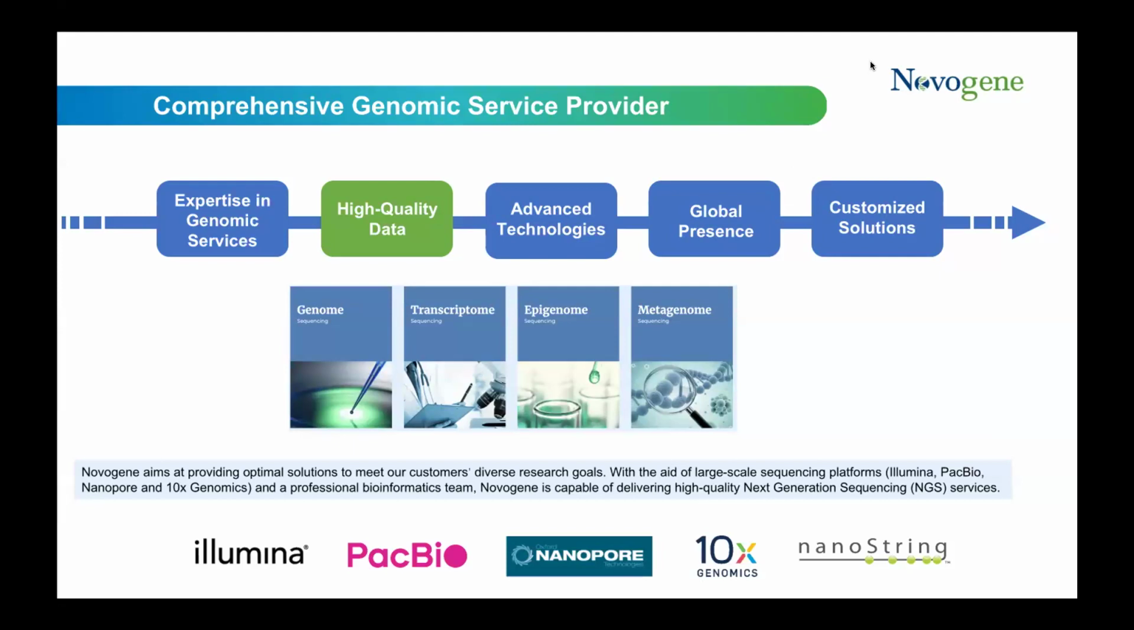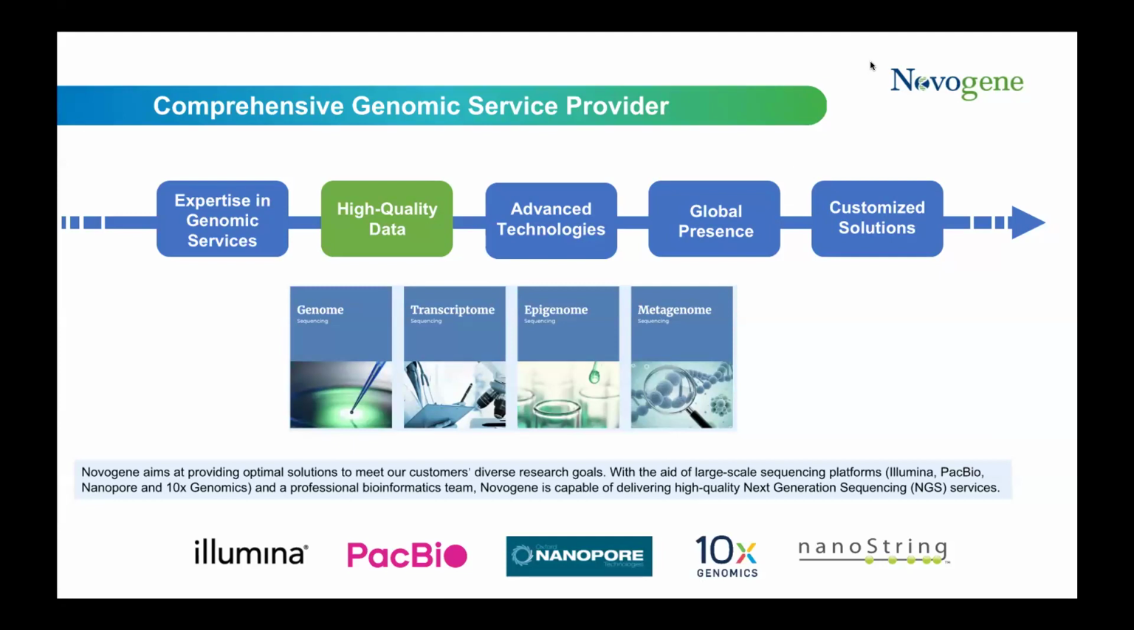So Novogene places a very strong emphasis on quality control and assurance throughout its genomics workflow. So many researchers choose Novogene for the assurance of high quality and accurate genome data, which is very crucial for reliable research outcomes.